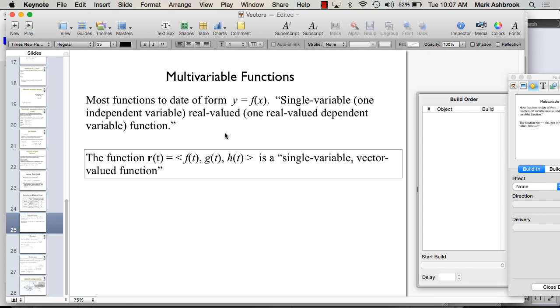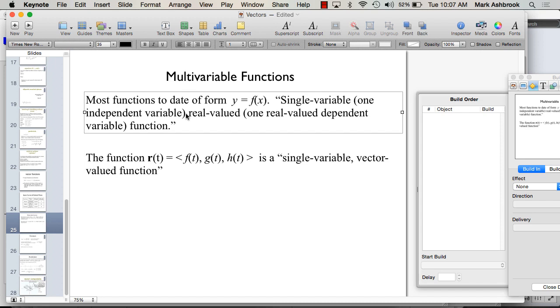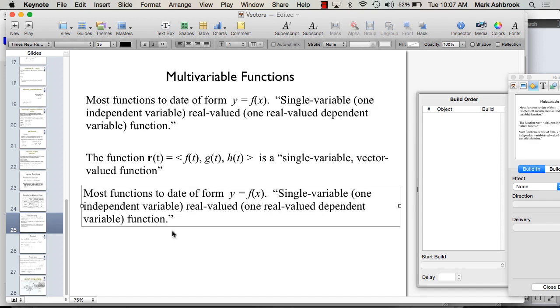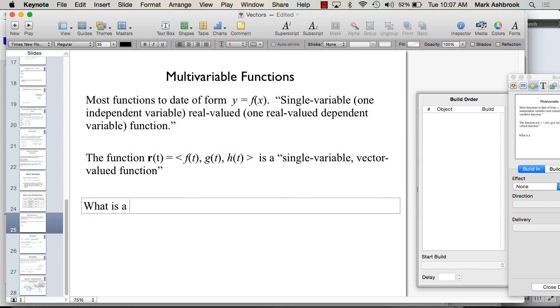Okay. So now what we're going to do is multivariable real valued functions. So tell the person next to you, what is that? What is a multivariable real valued function? Talk to the person next to you. Go. What would that be?